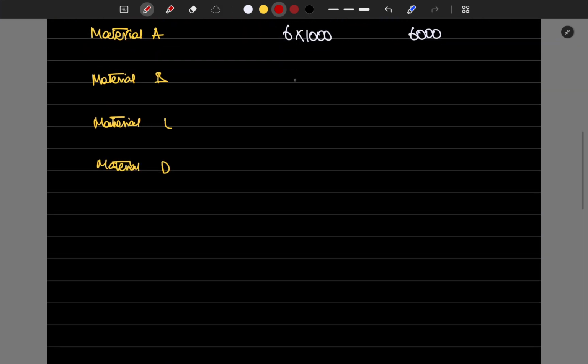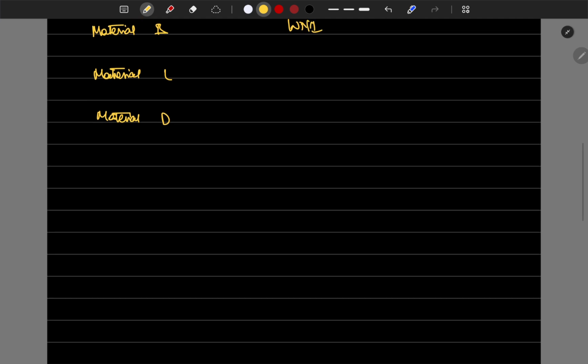Let's prepare a working table because this space will be insufficient for us. Working note: what information do we need? In stock, not in stock, usage.